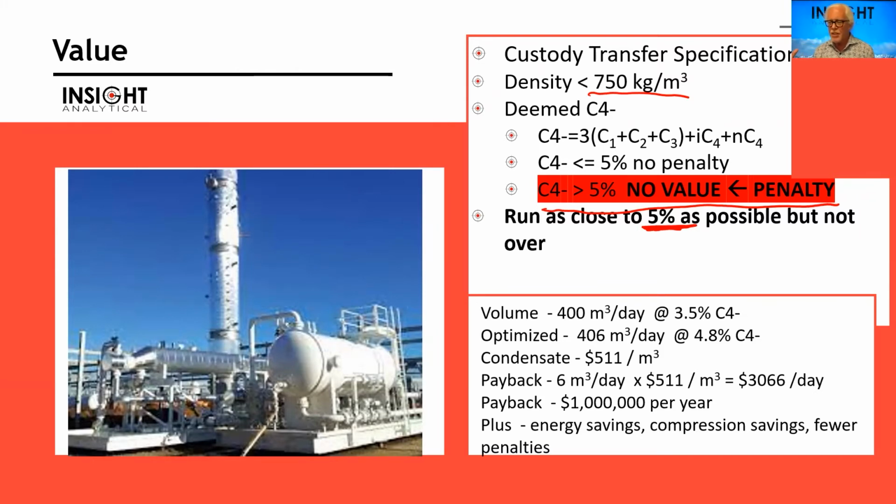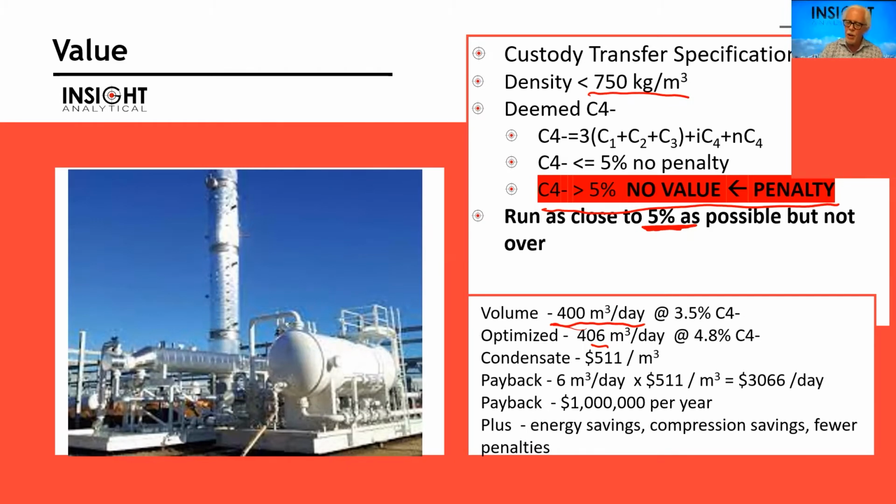And again, I put some numbers together with more current day values and typical numbers we'd see up here. We have a client right now who produces about 400 cubic meters a day of condensate. If he optimizes on his C4 and adds 6 cubic meters a day, a cubic meter right now in Canada is worth about $511. It's an extra $3,000 a day, around $1 million a year in additional revenues, from which he's also seeing energy savings, compression savings, and not getting into that penalty position.